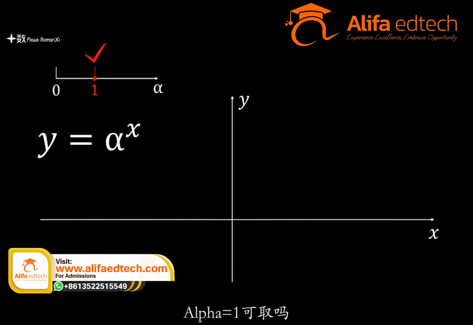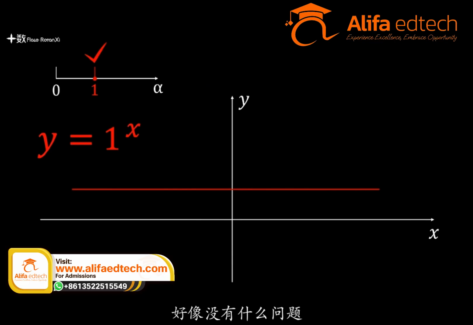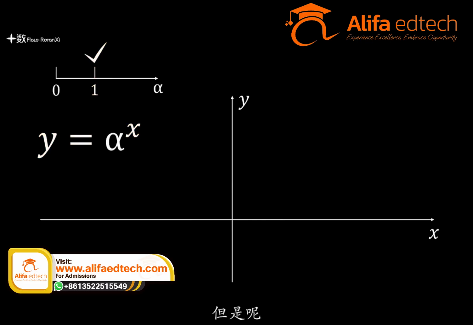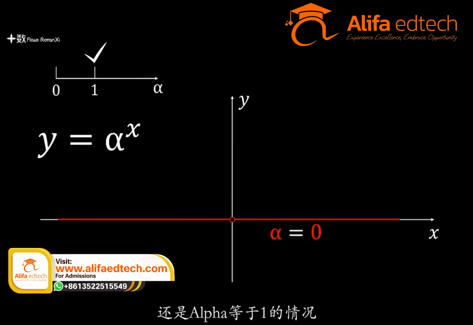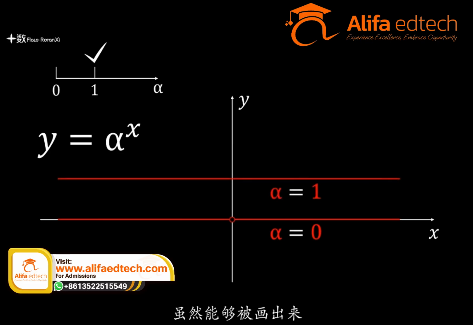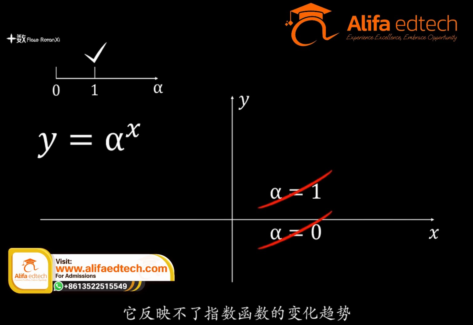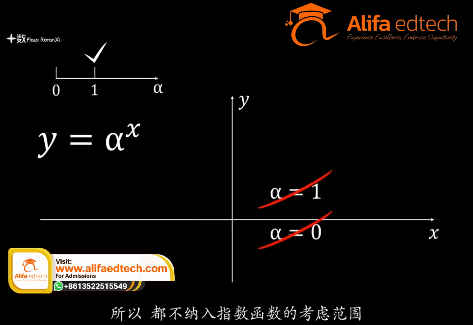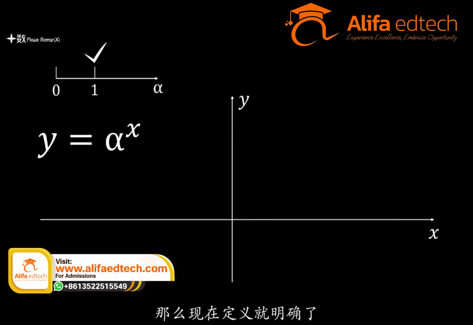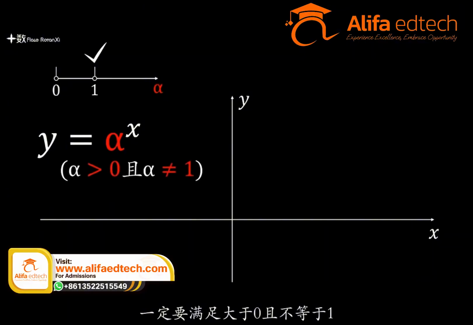Can alpha equal 1? 1 to the power of x always equals 1. It's a straight line parallel to the x-axis, which seems fine. But although it can be graphed, within the definition of exponential functions, it's not acceptable. Why is that? Because both cases result in unchanging straight lines. They don't reflect the trend of exponential functions, so they're excluded from our consideration. Now the definition is clear. For an exponential function with base alpha, it must satisfy being greater than 0 and not equal to 1.